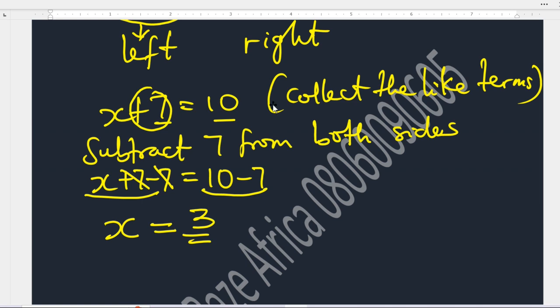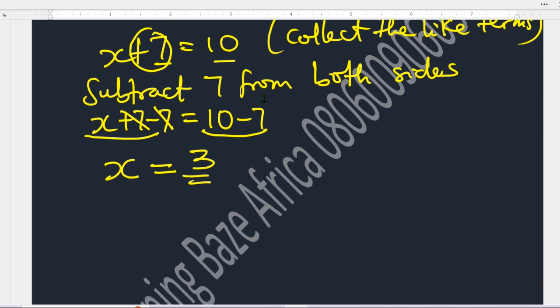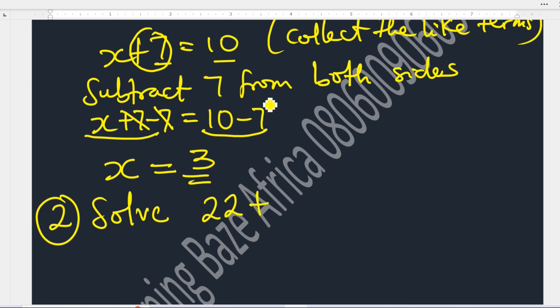I hope you understand that. Write as fast as possible. Now, one more example. Let us solve 22 plus q is equal to 30. That is, when you add a number to 22, we are going to get 30. So what is that number? What should we add to 22 to give us 30?